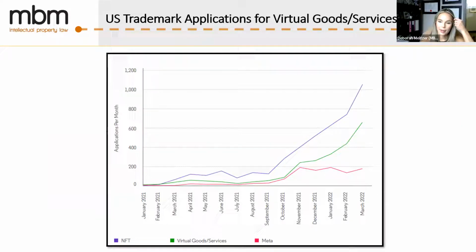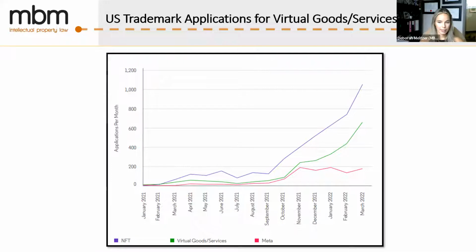So just for some nice statistics here, in the US and actually globally, we're seeing this increase in trademark applications that are being filed in association with virtual goods and services and NFTs. So there's this rise, and I think worldwide, I checked a couple of days ago, there are over 2,000 registered trademarks for various virtual goods and services.